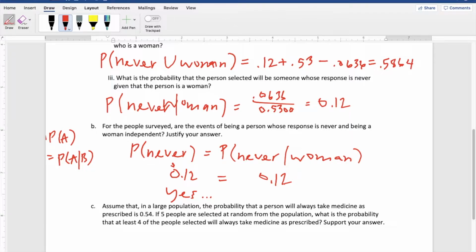In other words, being a woman does not have any kind of impact on whether or not they answered never. There are other ways that you could show that. You could show, does the probability of woman equal the probability of woman given never?